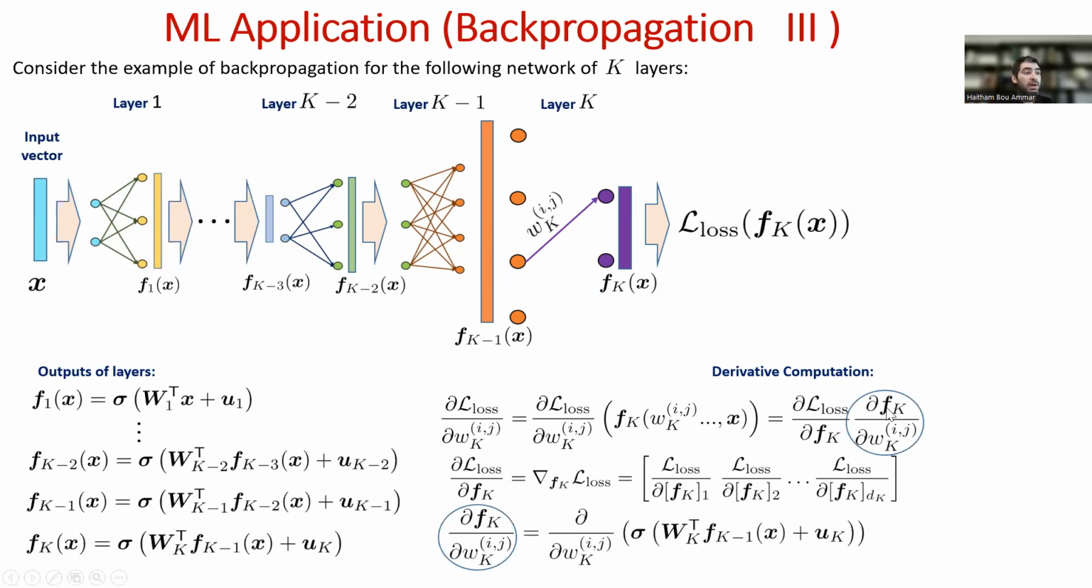Now, when we need to compute the derivative, the second factor in that product, we need to compute the derivative of the output of the kth layer, so vector f_k, with respect to this w_ij entry of the matrix. Following the form of the output of the kth layer, which has this form, this differentiation means we need to compute the derivative of this vector function, which is a component-wise applied activation function, with respect to this term here.